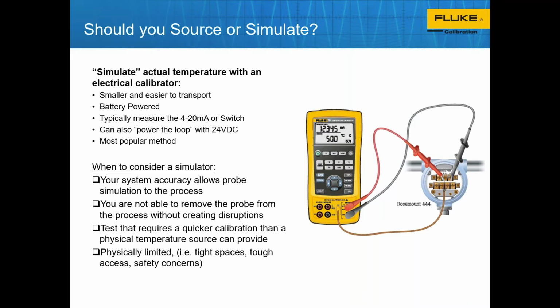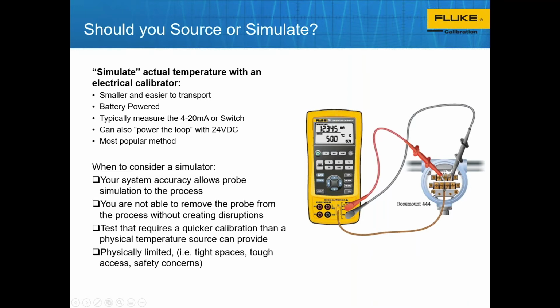Let's talk quickly about what simulation is. Simulation is the term that we use where we pretend to be the probe and we send a signal into the transmitter. The signal value in this particular case is shown as 50 degrees Celsius. We send what would be the millivolt value off of the table into the transmitter. The transmitter responds and gives us a 4 to 20 milliamp signal that's corresponding to the way the transmitter was programmed.